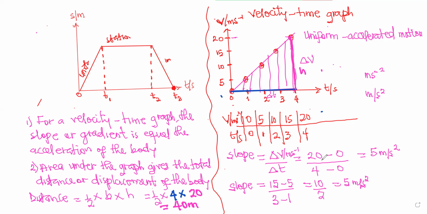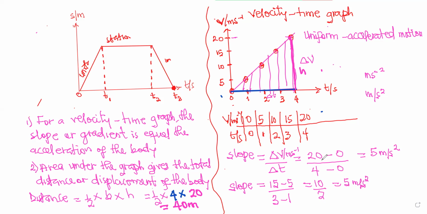So a body is said to be in a uniform accelerated motion when the body moves with equal velocity within equal time interval. As you can see, the velocity is 0, 5, 10, 15, 20 when the time also changes by 1 second. So that's another definition for uniform accelerated motion.